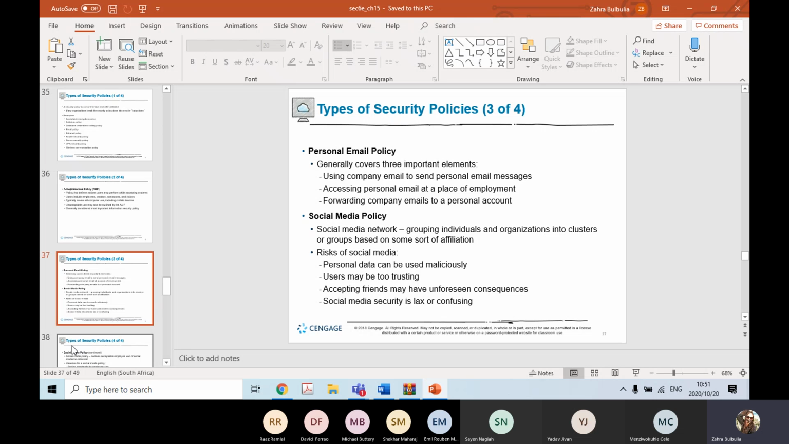Social media policies, there are huge social media policies. In fact, we all get one when we get employed. Basically, can you access social media at work using the company resources? As I said again, it depends on your company. Of course, we know there are risks involved where your data can be used maliciously, users are too trusting. Accepting friends may have unforeseen consequences.